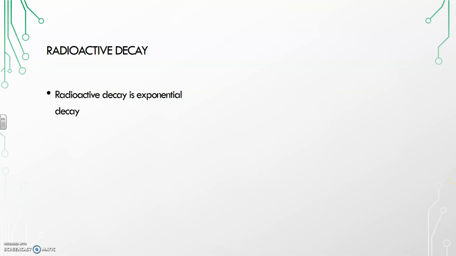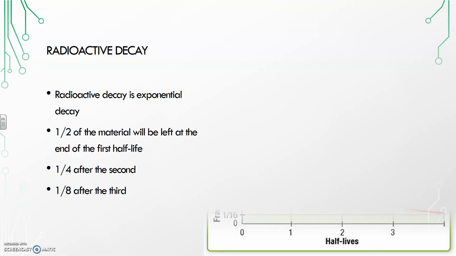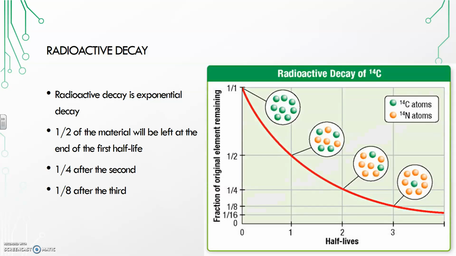So when we talk about half-lives and radioactive decay, we also have to talk about exponential decay. So this means that you're going to have kind of a curved decreasing graph. Half of the material will be left at the end of the first half-life. But then in the same amount of time after that first half-life, you're going to have only a fourth of that material left. And then after the third half-life, it'll only have 1/8 of that material. Okay, so you get a graph that looks like this.